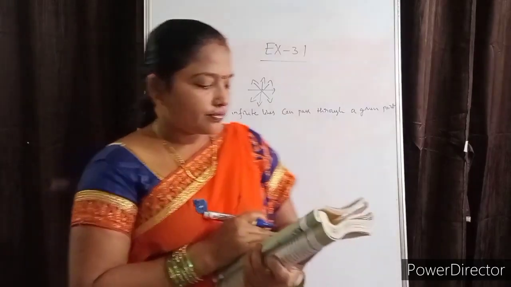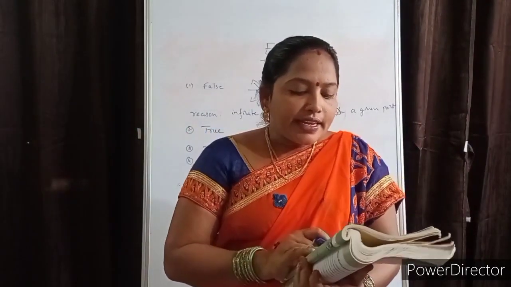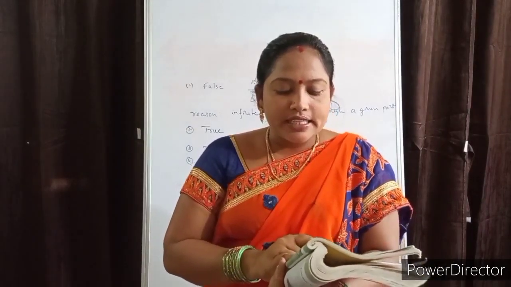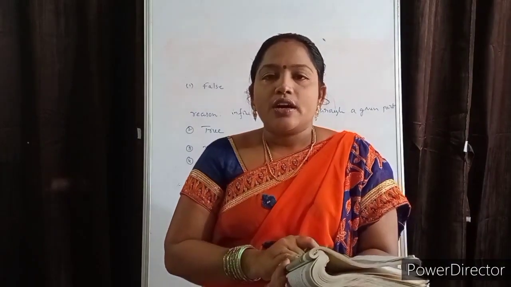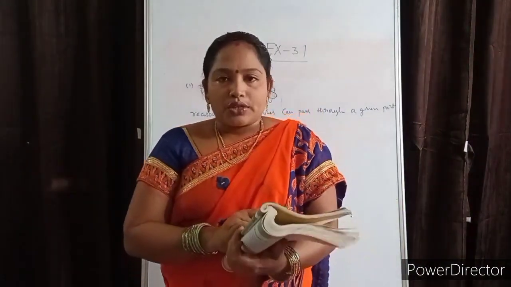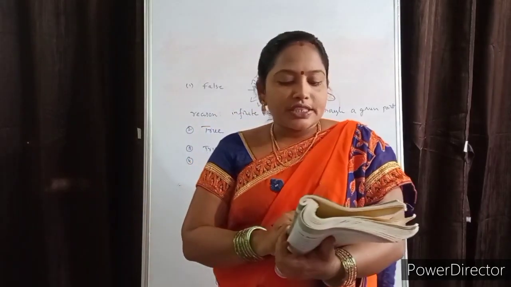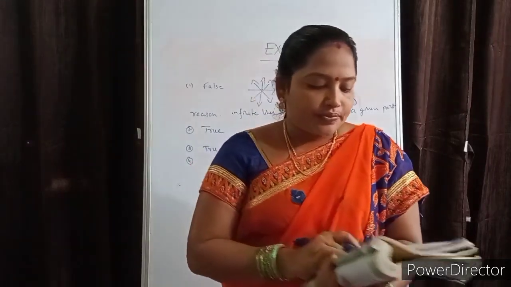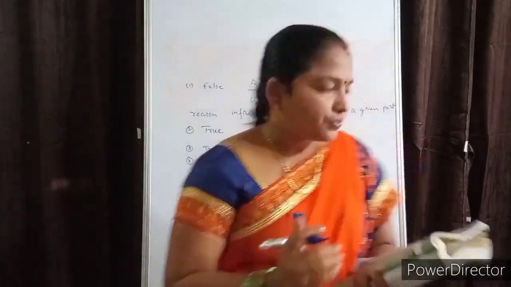Fourth one. A line can be extended on its both sides endlessly to get a straight line. Already told, Euclid's postulates. This is also true.